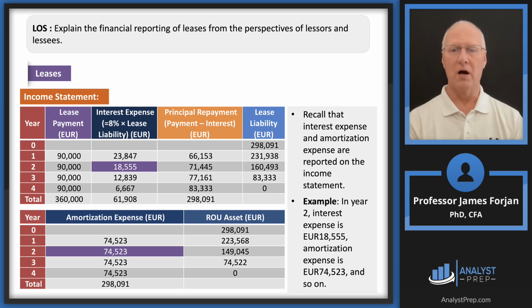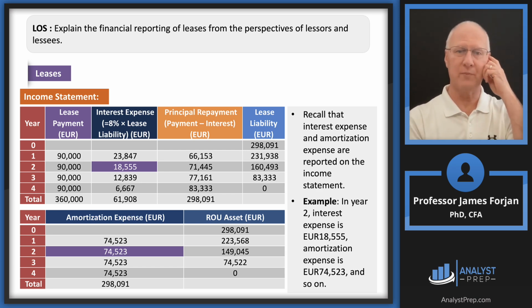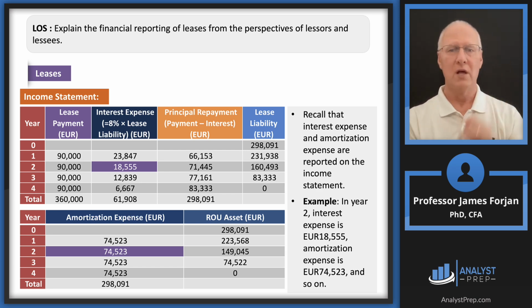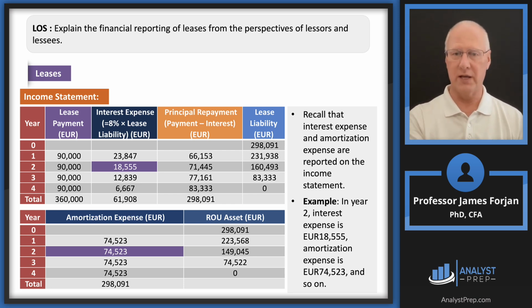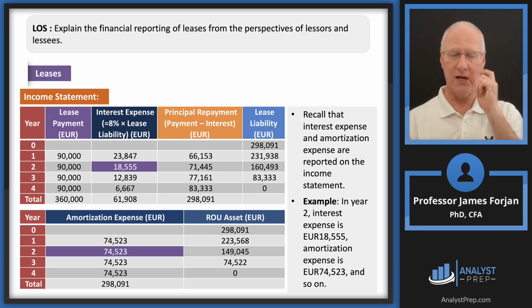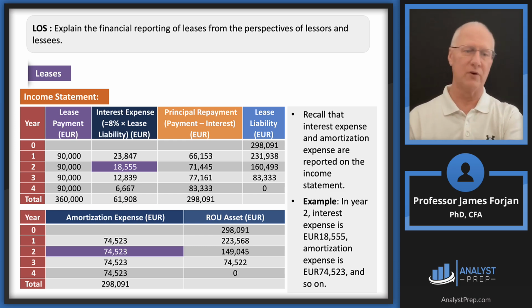And then let's go ahead and in the orange column, we've got the 66,153. That was the principal payment, the principal repayment. So we need to take that from the 298,091. So our lease liability is 231. So you can do this all the way down. And you can see that the interest expenses total 61. The principal repayment totals the 298. Of course, the present value was 298, so we have to repay 298, and then the 61 is the interest. So if you sum those two, you get the 360.